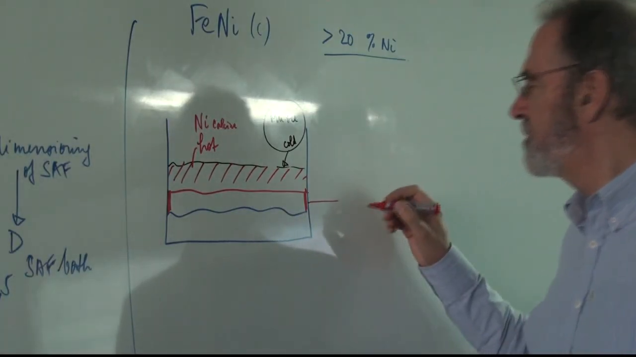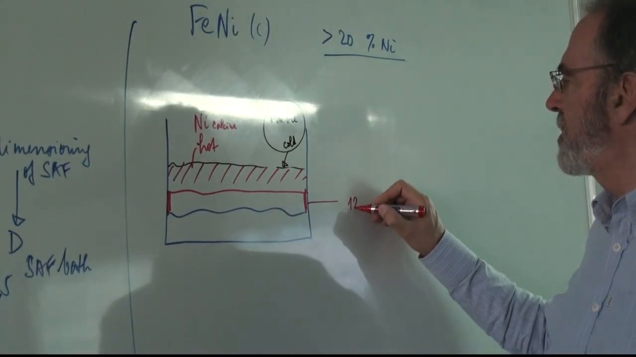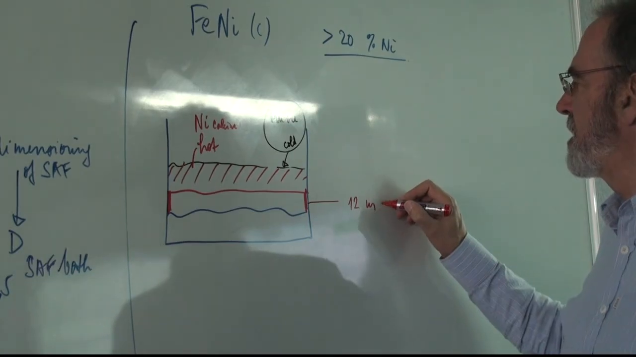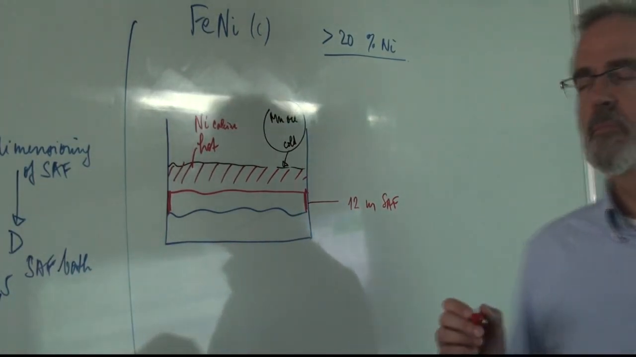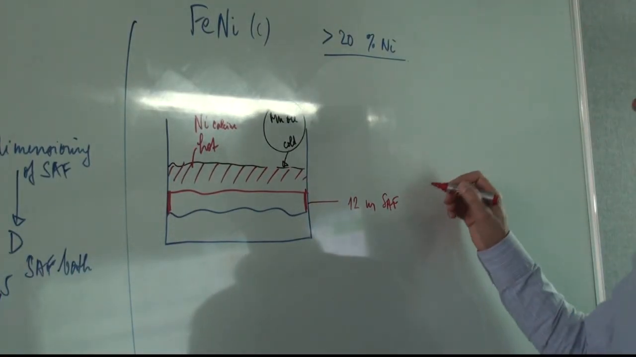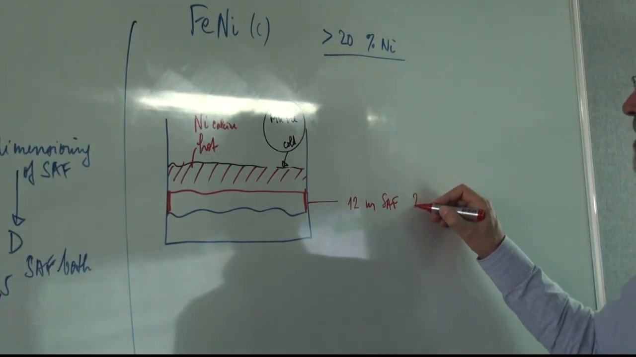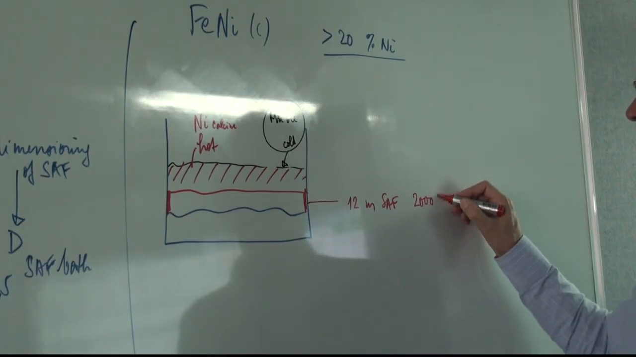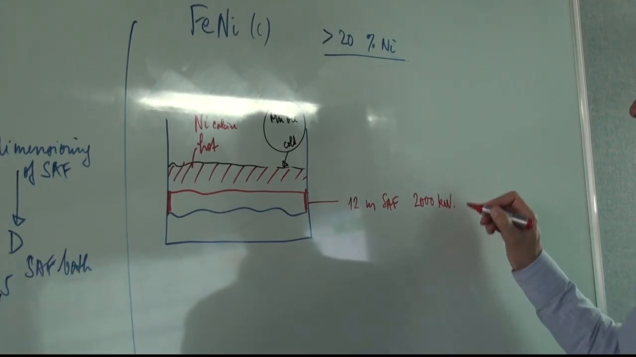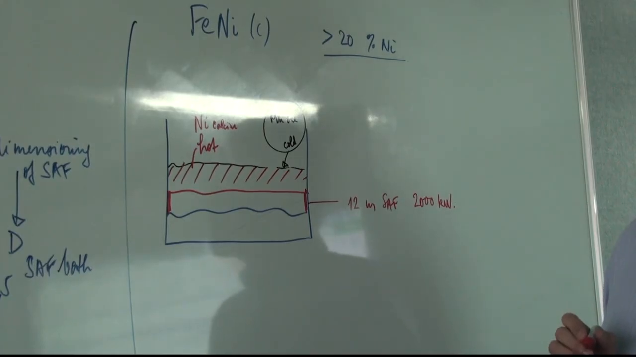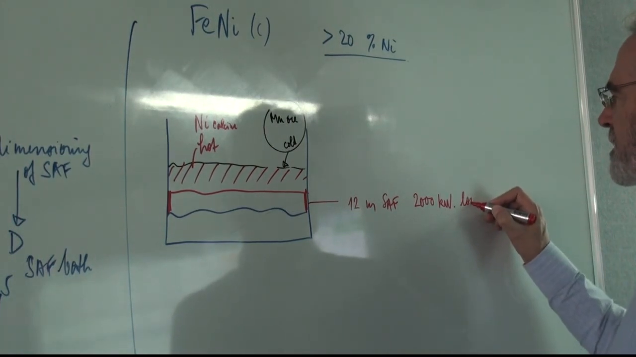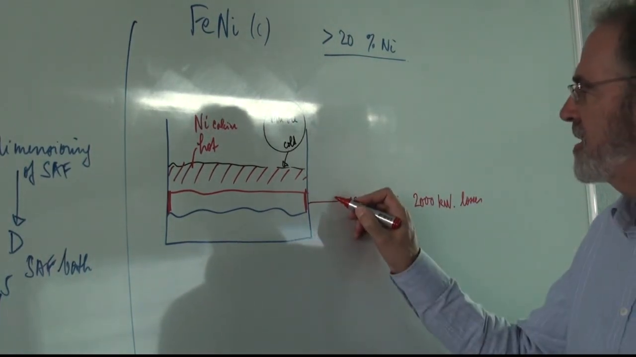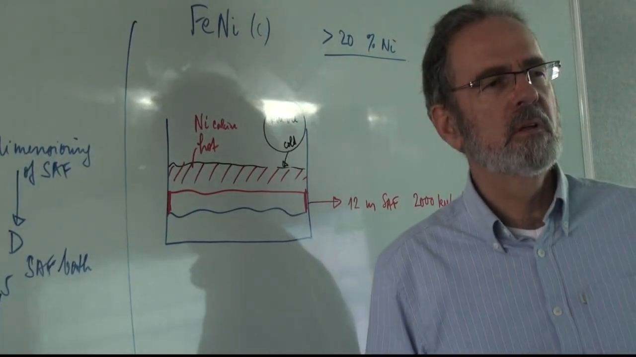For a 12-meter furnace, we have assumed 2,000 kilowatt losses. Okay? 2,000 kilowatt losses. And these are only these losses. You agree? Yeah.